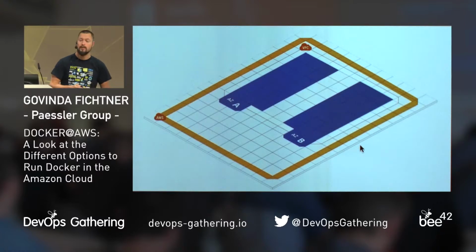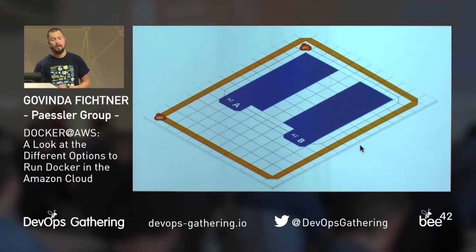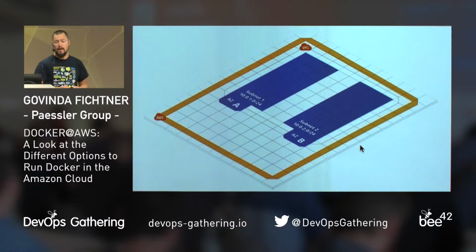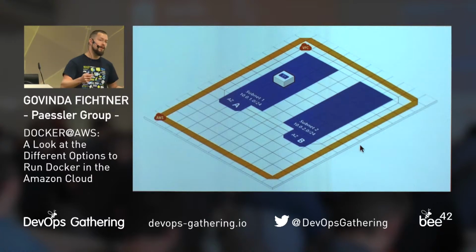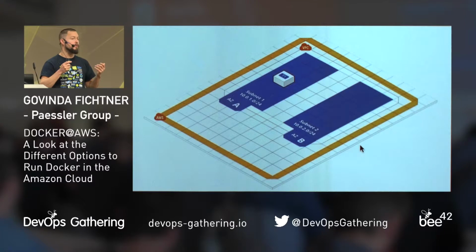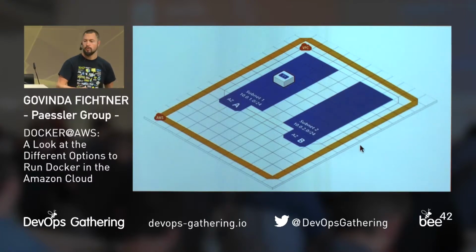Within a VPC, you have so-called availability zones. Here we have 2, availability zone A and B. And these availability zones usually come with their own subnet. And you can have private and public subnets. And within a subnet, you then can instantiate AWS EC2 instances, which are virtual machines.